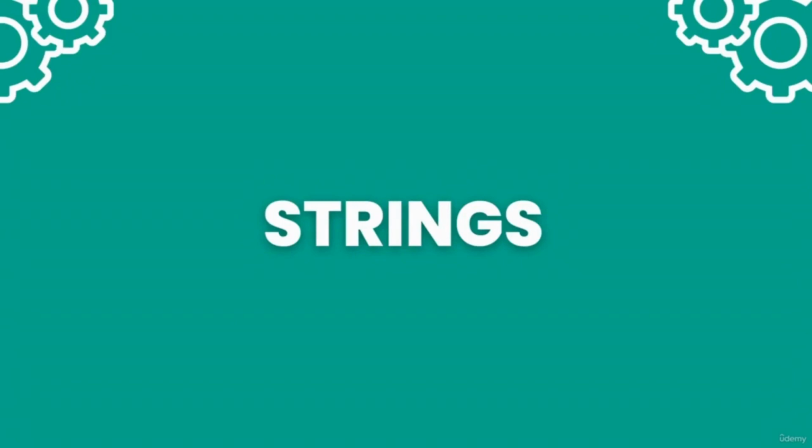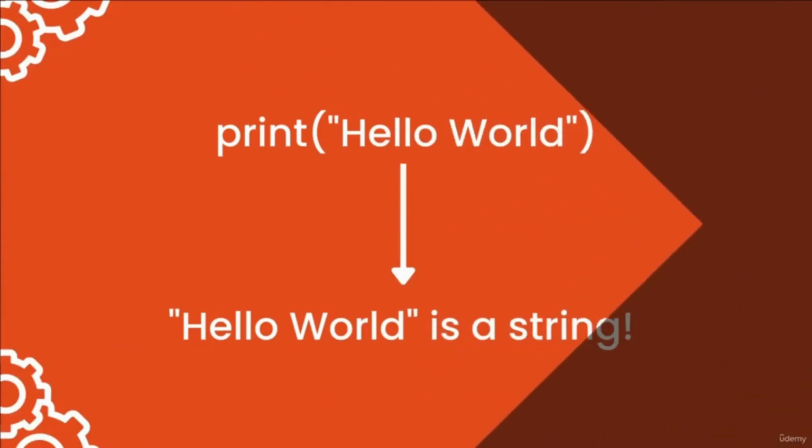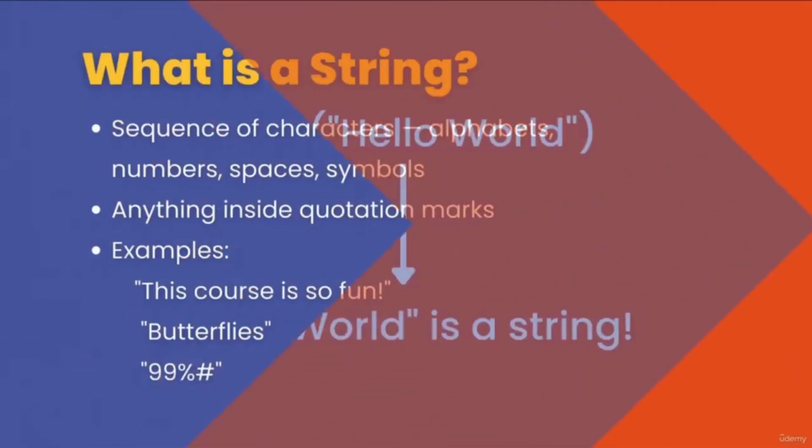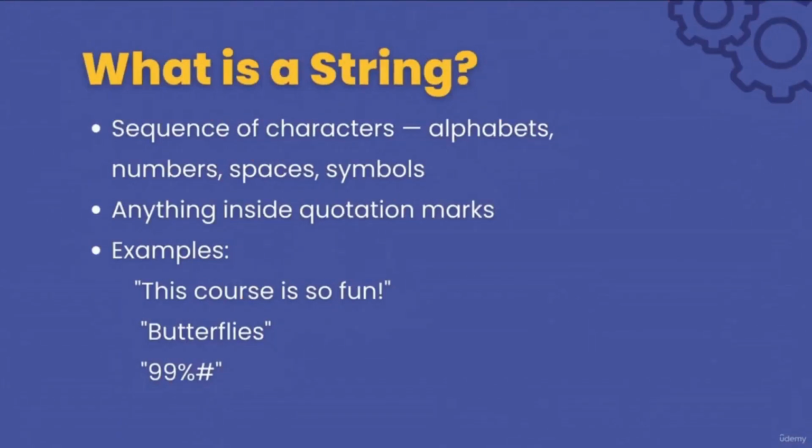Hey guys, in this video, we're going to learn about strings. So remember print hello world? Hello world is what you call a string. A string is a sequence of characters. Characters meaning alphabets, numbers, spaces, and symbols. Any characters you put inside quotation marks is a string.